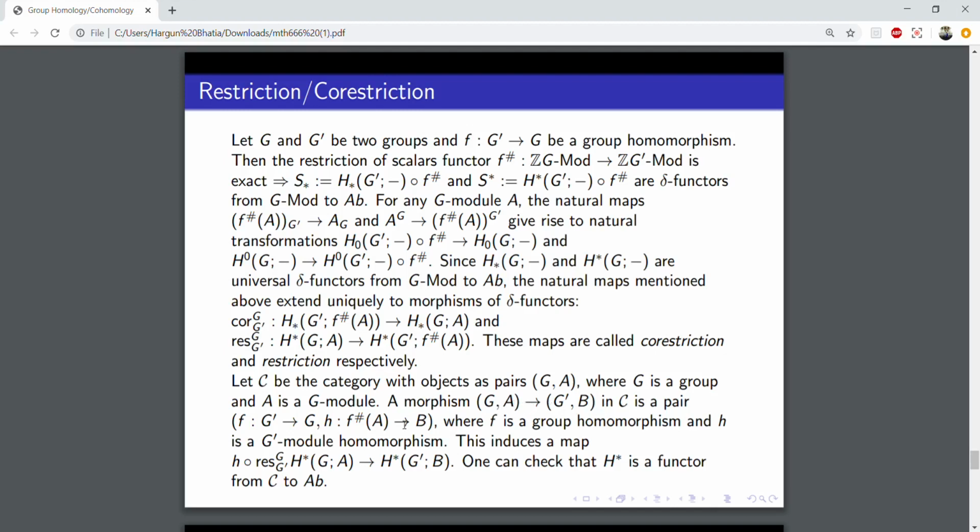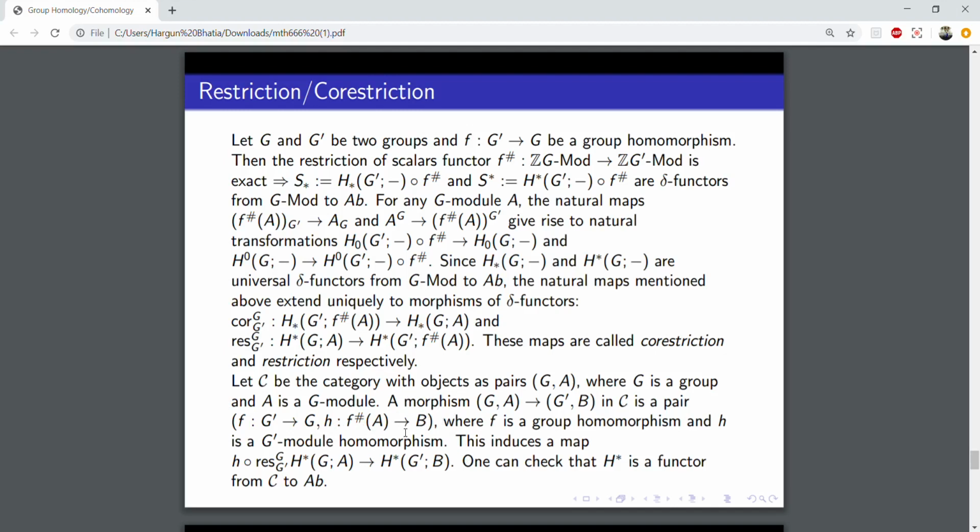to be a morphism from G prime to G, in the opposite direction, a group homomorphism F from G prime to G, and a map from F hash A. So A is a G module. I can restrict it to get a G prime module, from this to B. And since it's a map of G prime modules, I want this to be a G prime module homomorphism. This is how I define the morphisms in this category, and you can check it's a category.